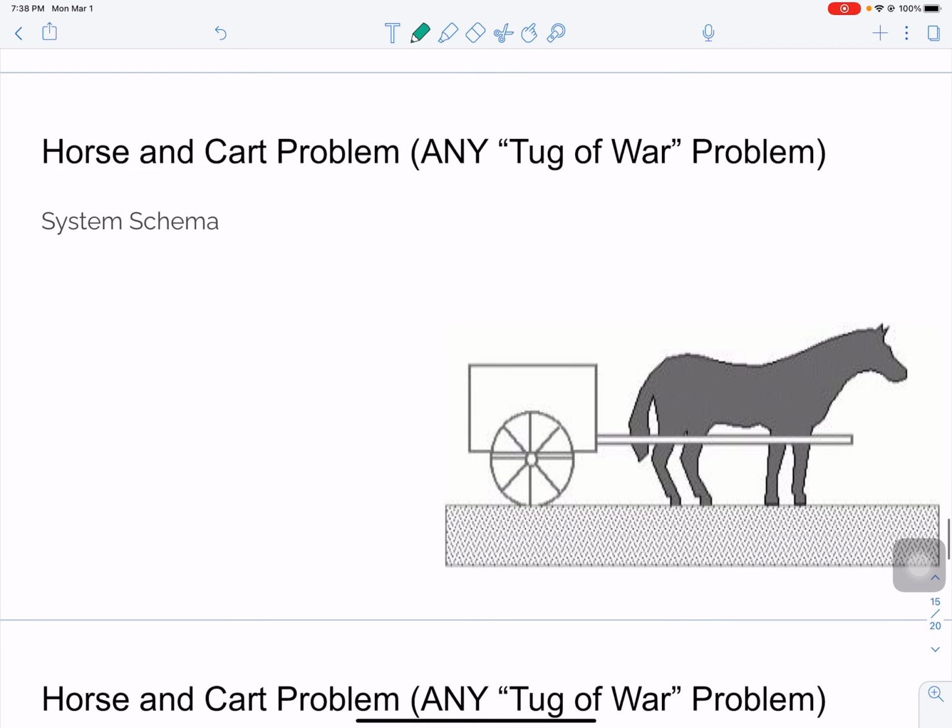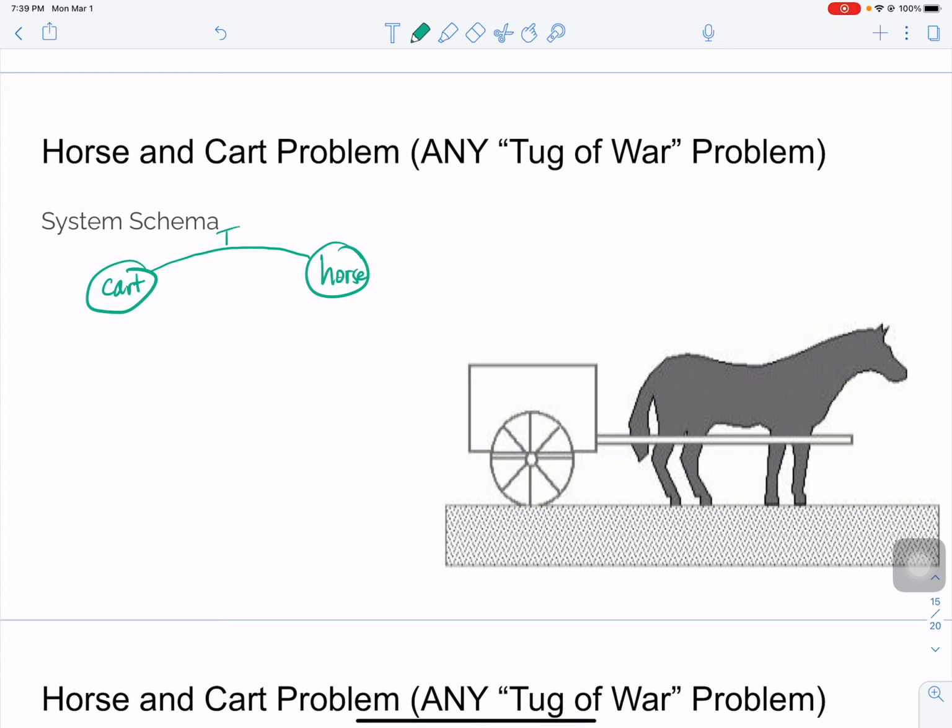The horse and cart problem is actually a tug-of-war problem. Any tug-of-war has this same form. I'm just going to do a quick schema, just to make sure you are on the right track. So we've got cart and horse, and we've already said there's a force between them. You might wonder what kind of force. I would call it a tension force.